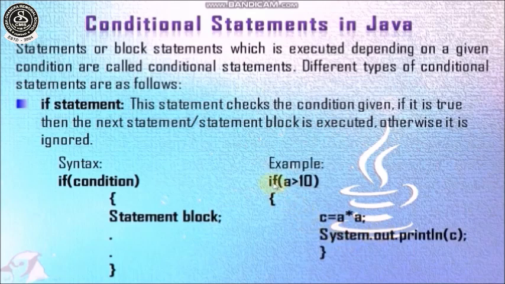Here's the example: if a greater than 10 is a conditional statement, and with the starting of the curly braces, the block begins: c equal to a into a, system.out.println(c). So these are the two statements in the block, and this curly brace marks the end of the block.